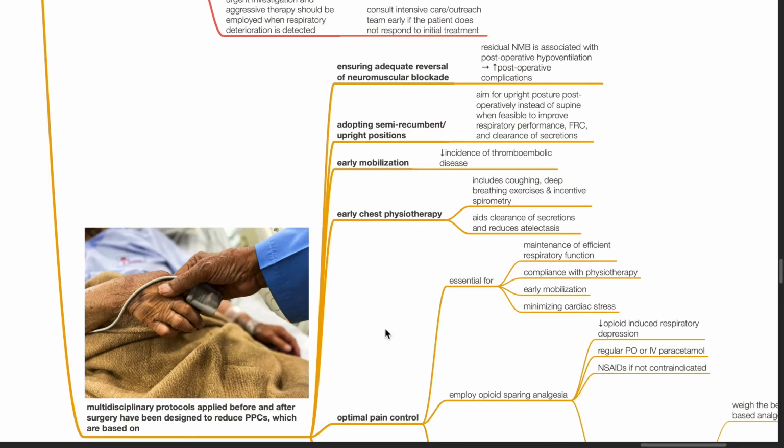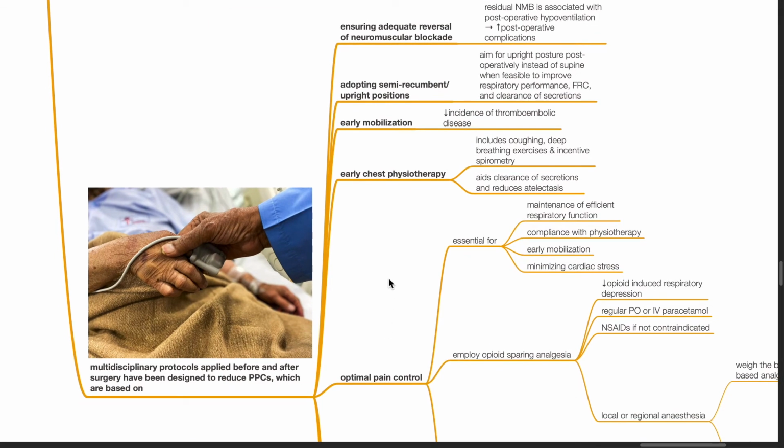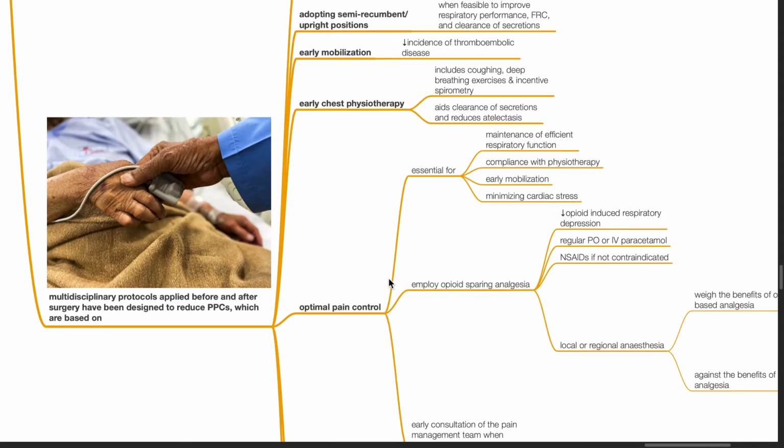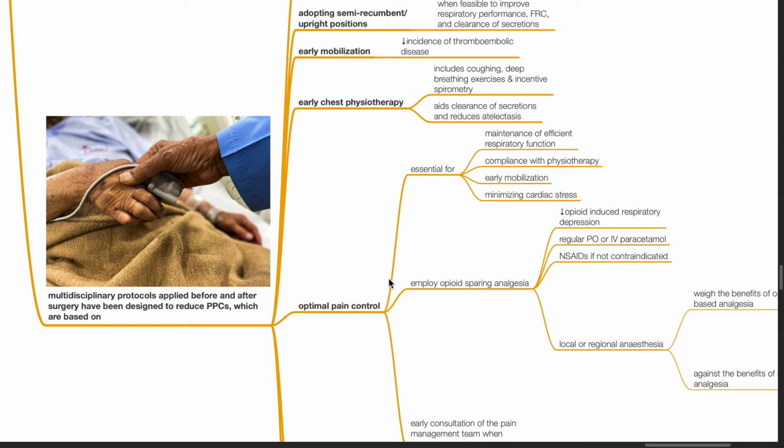Early mobilization reduces the incidence of thromboembolic disease. Early chest physiotherapy, including coughing, deep breathing exercises, and incentive spirometry, aids clearance of secretions and reduces atelectasis.